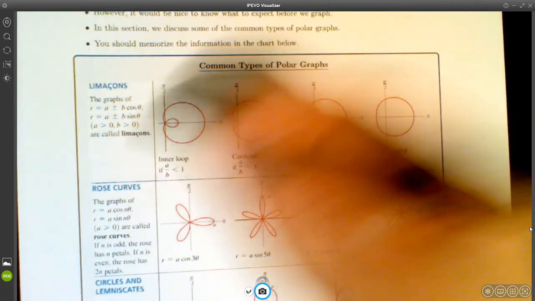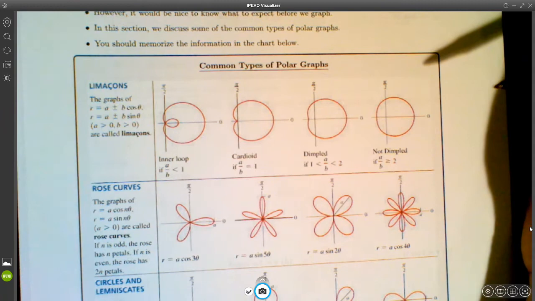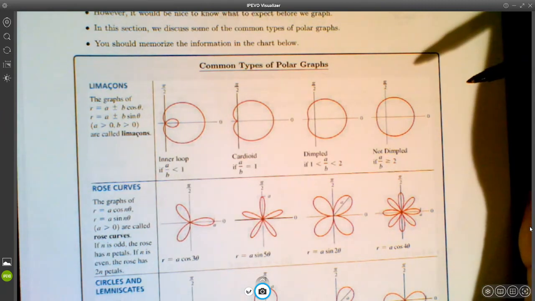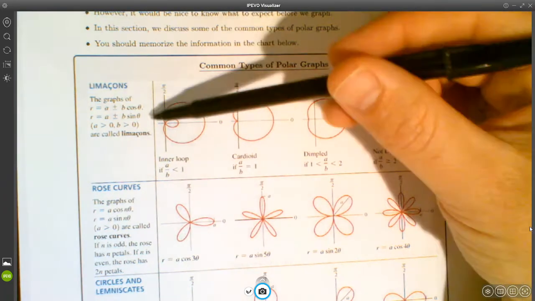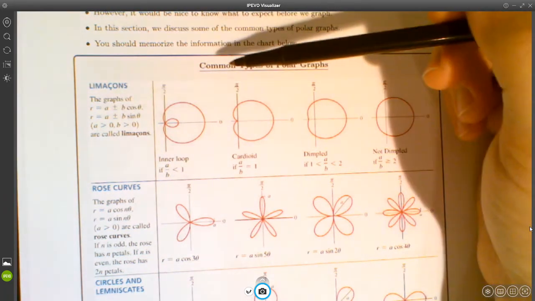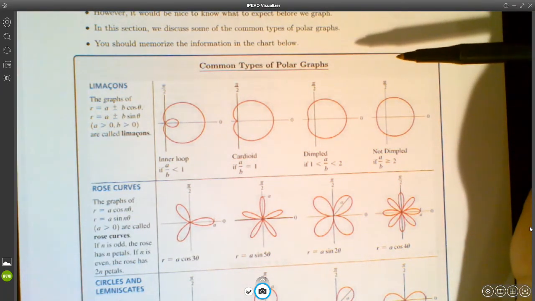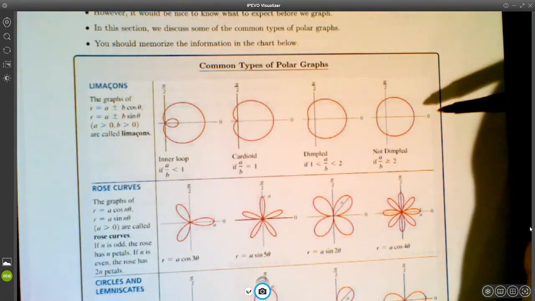So you can get some intuition looking at these things. And a good thing to do, if you're trying to get a little bit more intuition, would be to go to Desmos and just plot a bunch of these things, play around with the values of a and b, and see what different kinds of graphs you get. So that's one common type of polar graph that we will see.